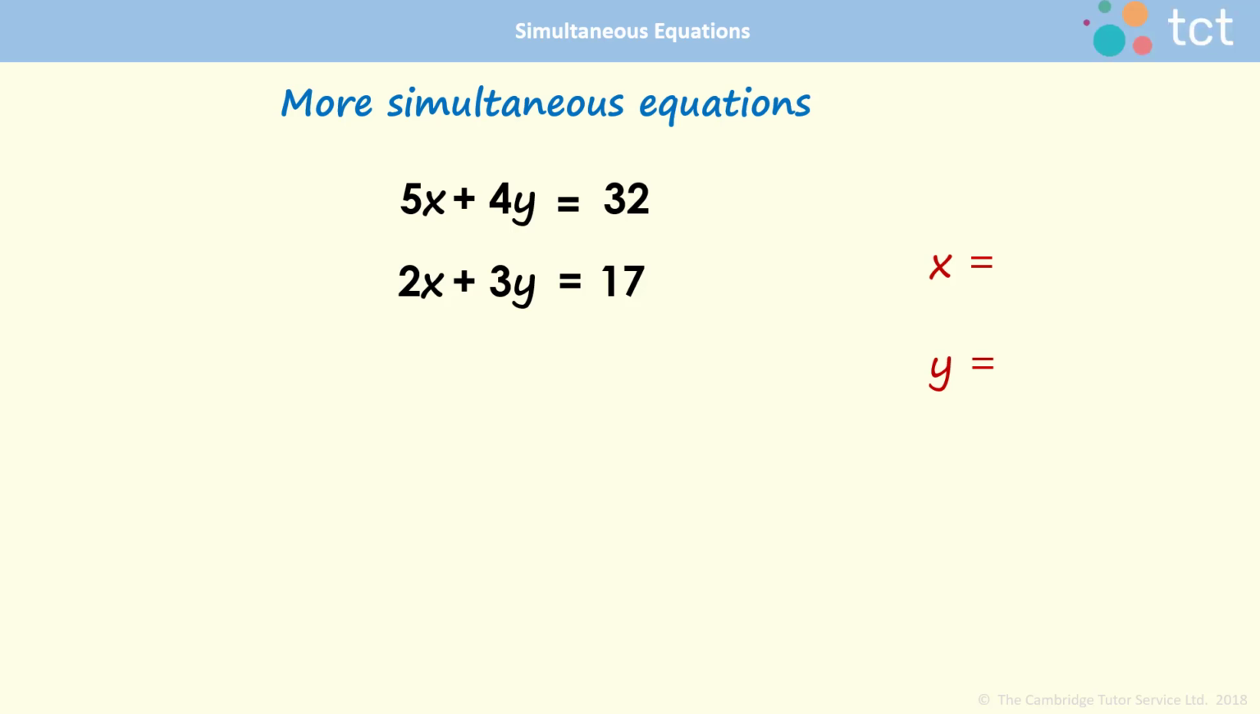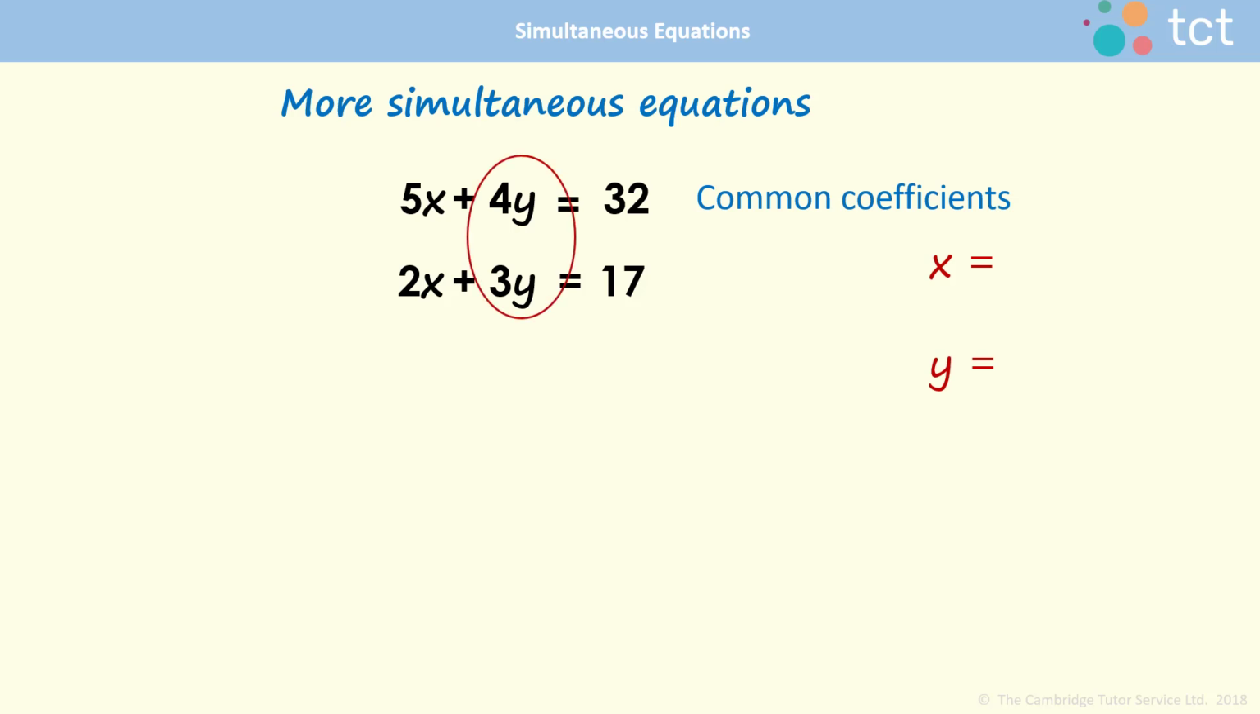Here is another example of a simultaneous equation. We've got 5x plus 4y equals 32, and 2x plus 3y equals 17. What we need to find to make this easier are common coefficients, which you'll notice we don't have here. For the x's, we have 5x and 2x, and for the y's, we have 4y and 3y.